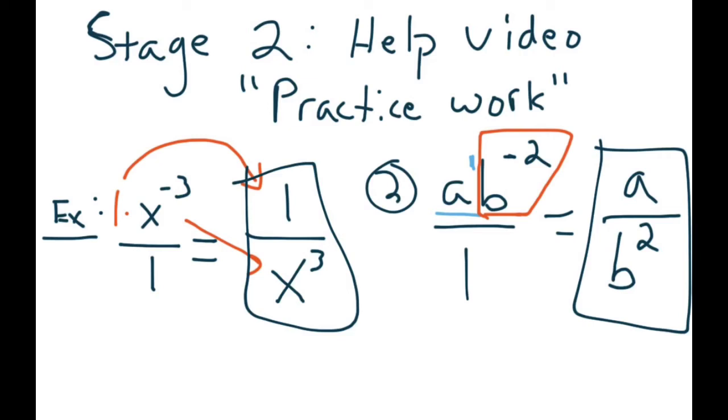So just remember, the negative exponent makes it travel. And then once it travels to the other part of the fraction, or across the division, then the exponent turns positive. All right, so let's jump to, let's say, number 4 here. Number 4 from the stage 2 worksheet.